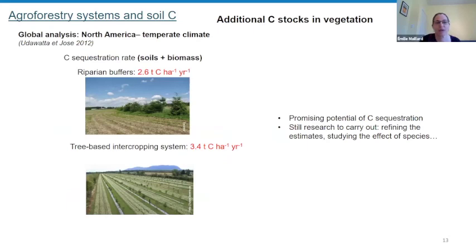What is interesting with agroforestry systems is the fact that they can store additional carbon stocks in vegetation, and the carbon sequestration rate is really higher when we consider this part. Here are the results of a global analysis in North America, and the carbon sequestration rate was 2.6 tons of carbon for riparian buffers and 3.4 for tree-based intercropping systems. So we see that there is a promising potential of carbon sequestration with these systems, but there is still research to carry out to refine the estimates and also to study the effects of the different tree species.